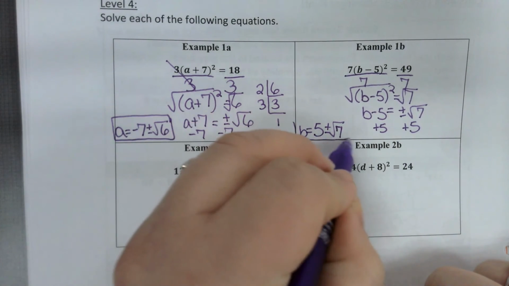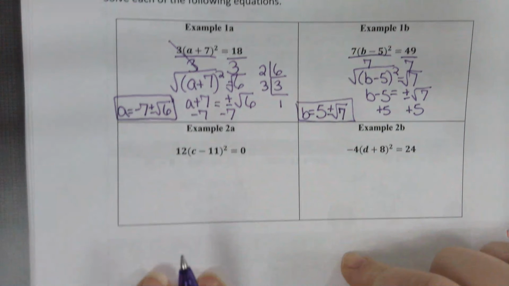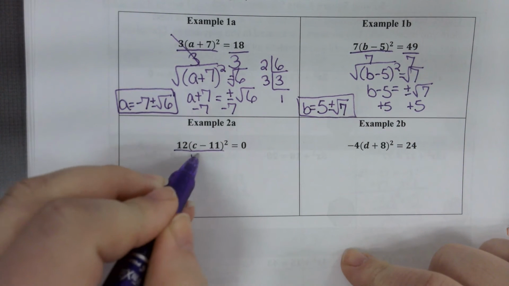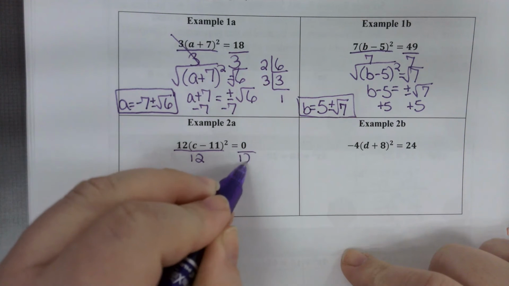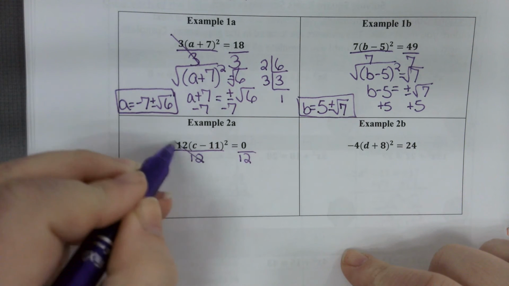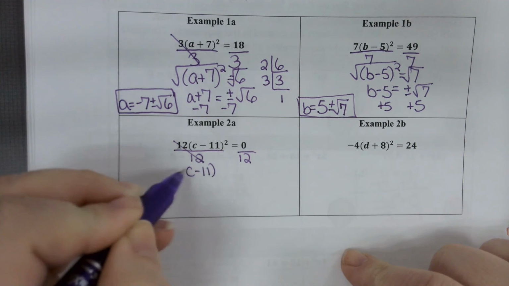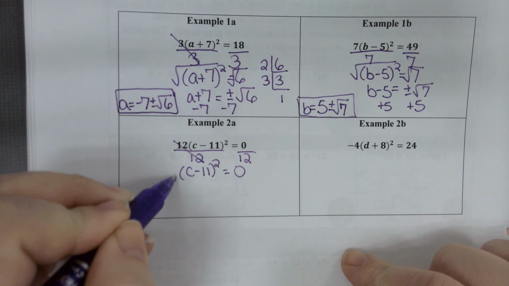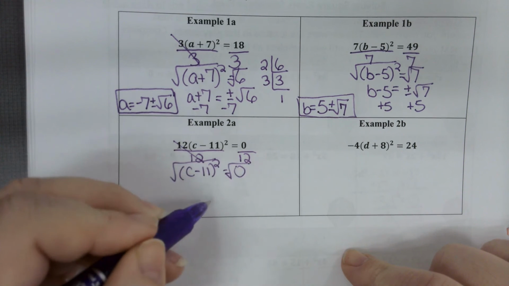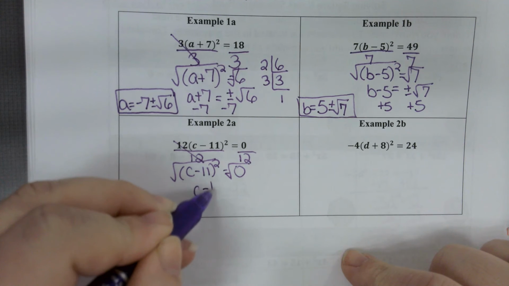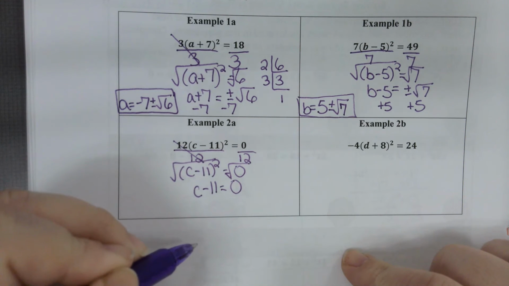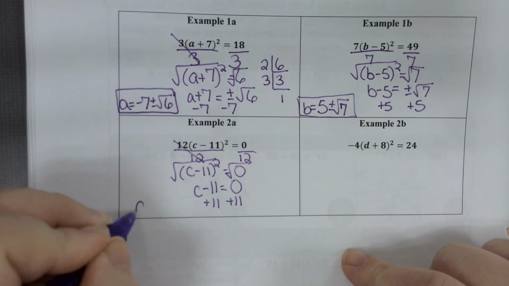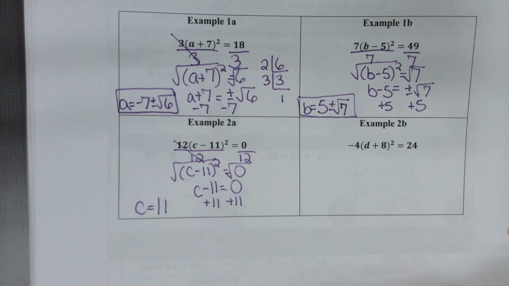Let's take a look at example 2a. We'll divide by the 12 first, and that gives me just c minus 11 squared and 0 on the right. And we know that when I take the square root of both sides and it's 0, I don't need my plus or minus. So I can add 11 to both sides and get that c is just one solution, 11.